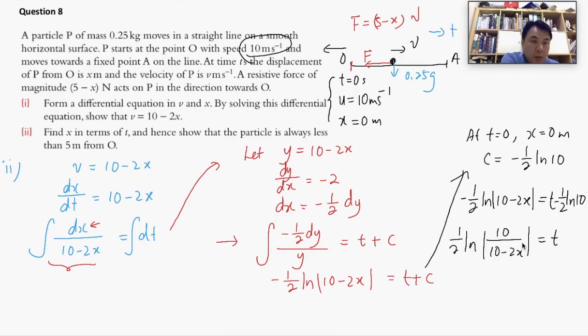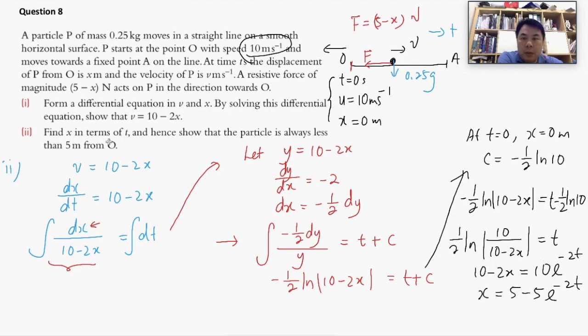So from here, if we simplify it correctly, what are we supposed to have here? We're supposed to have 10 minus 2x equal to 10e to the negative 2t. And then therefore we have x equal to 5 minus 5e to the negative 2t. Right, now that will be our expression for x in terms of t. Okay, so I hope that is clear.